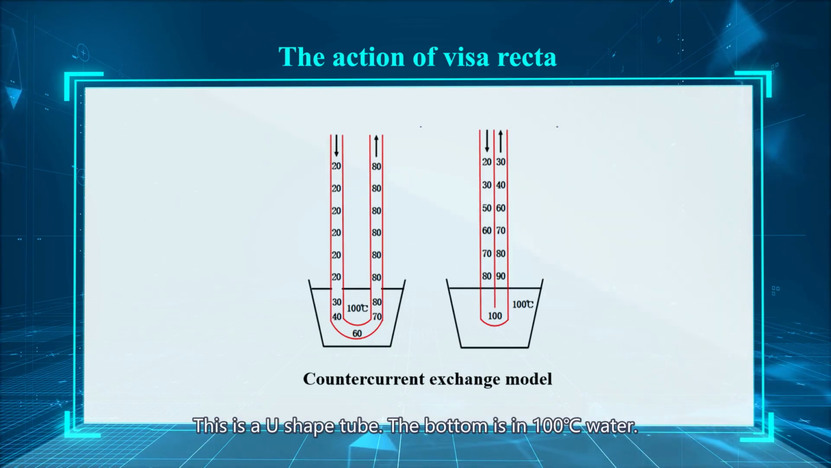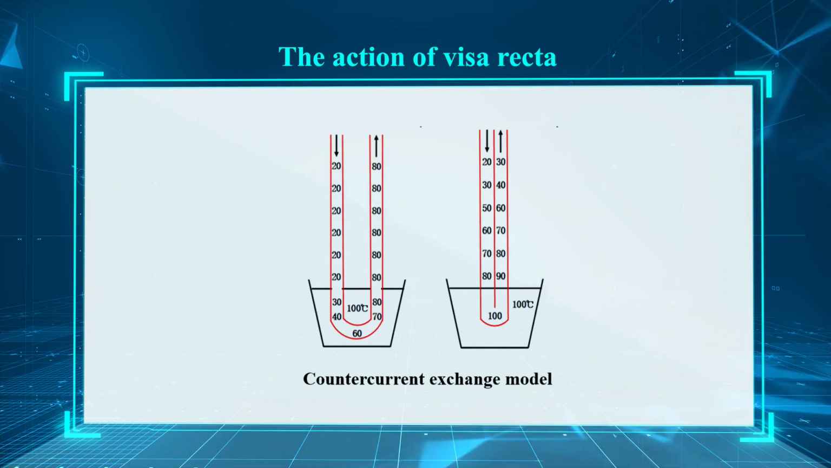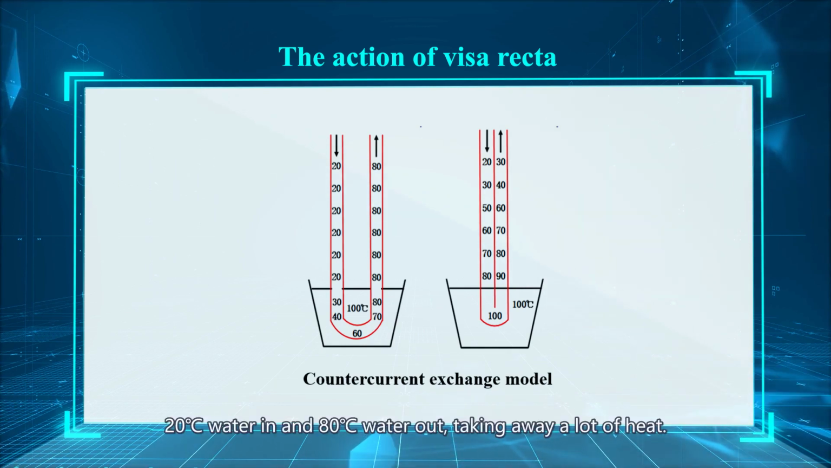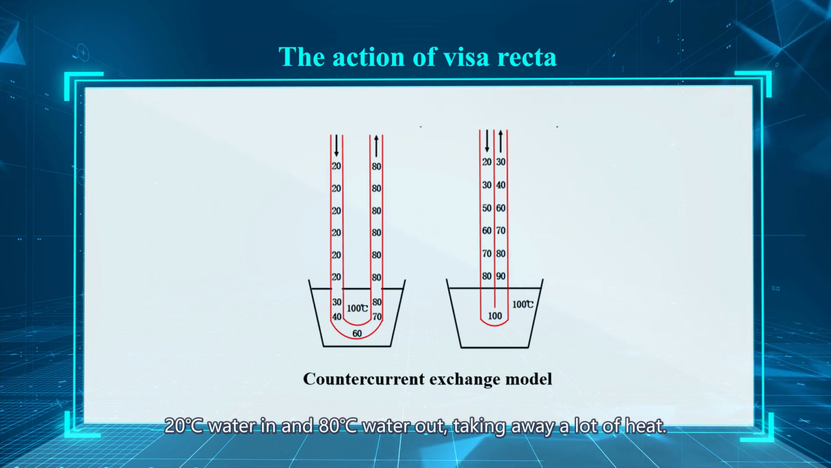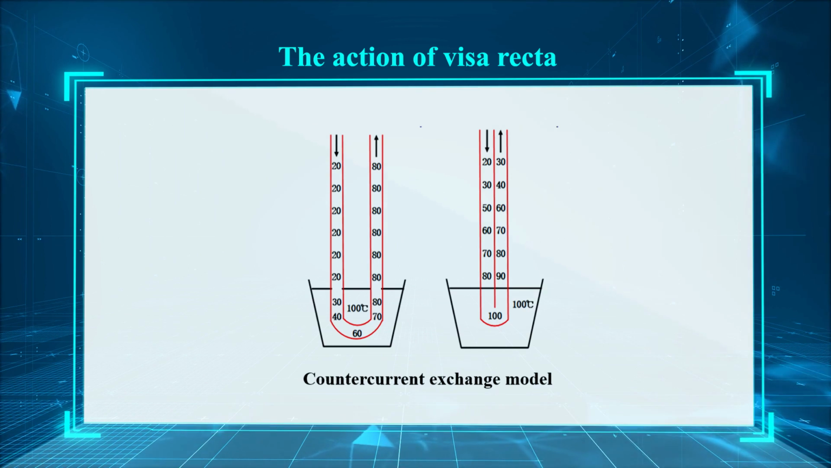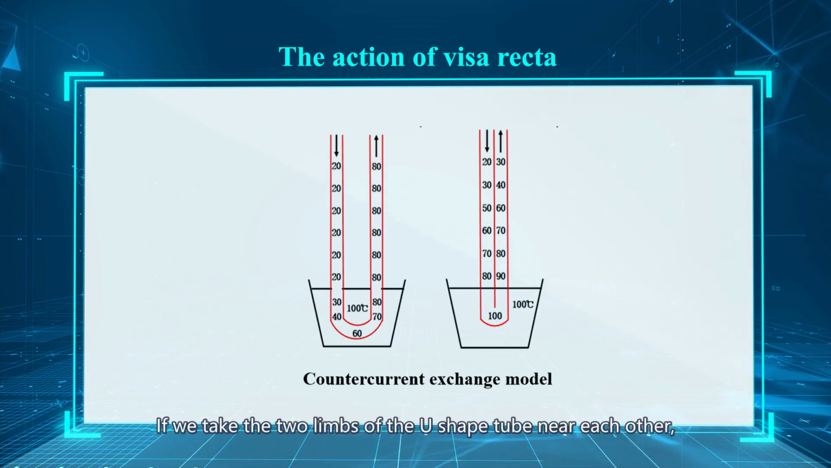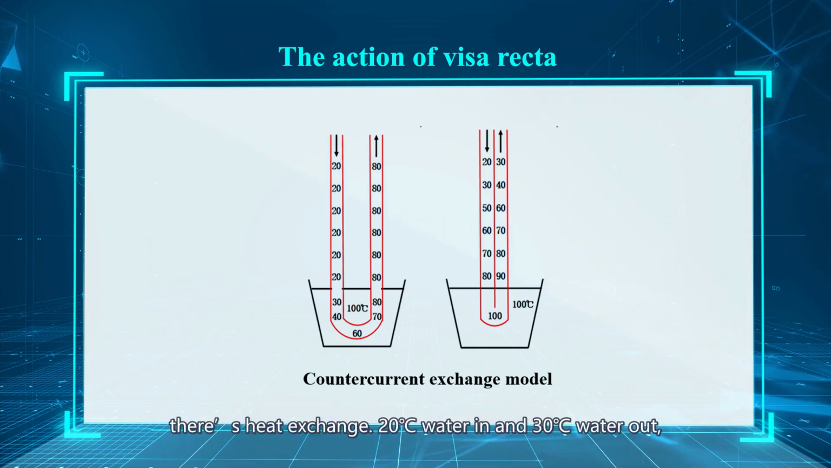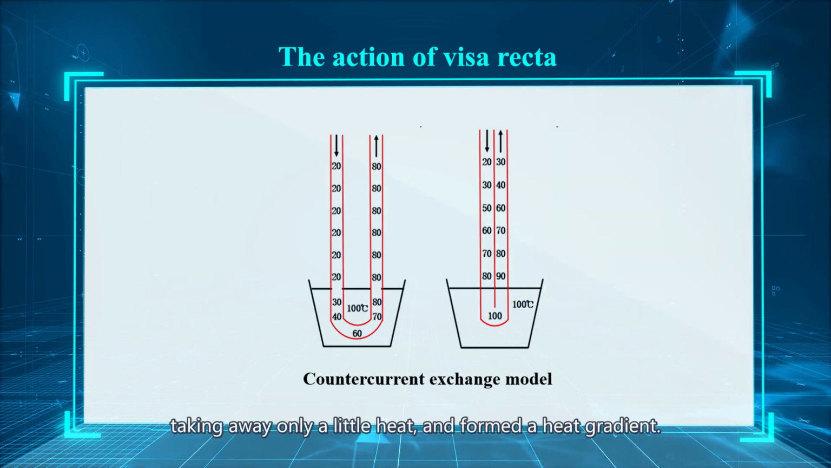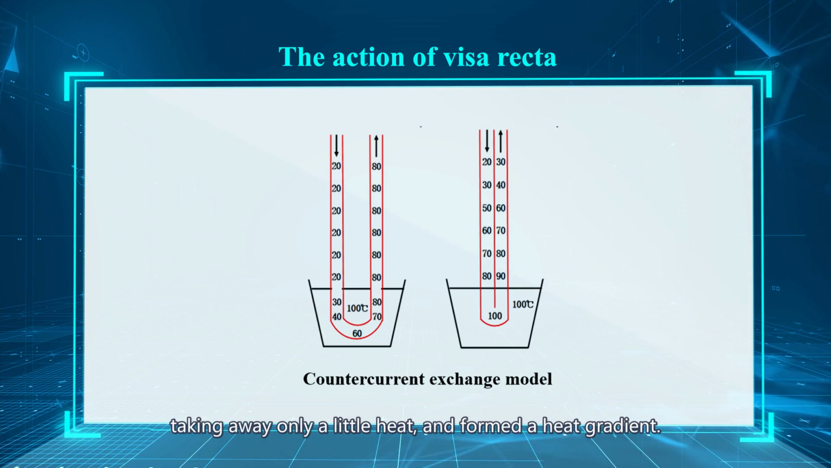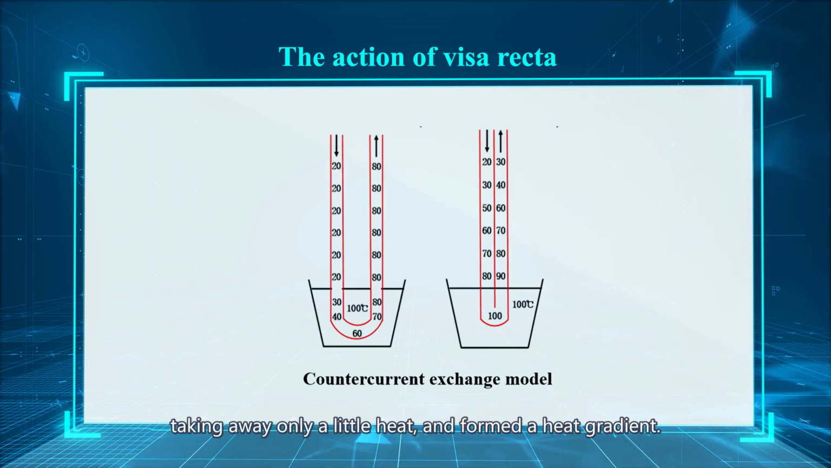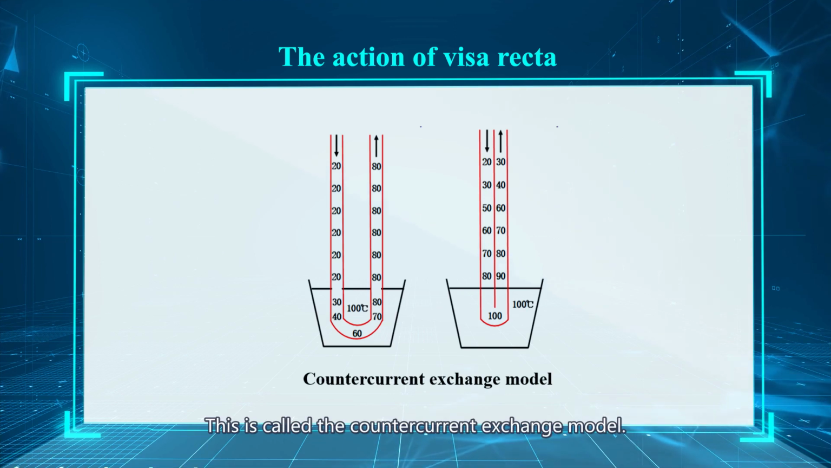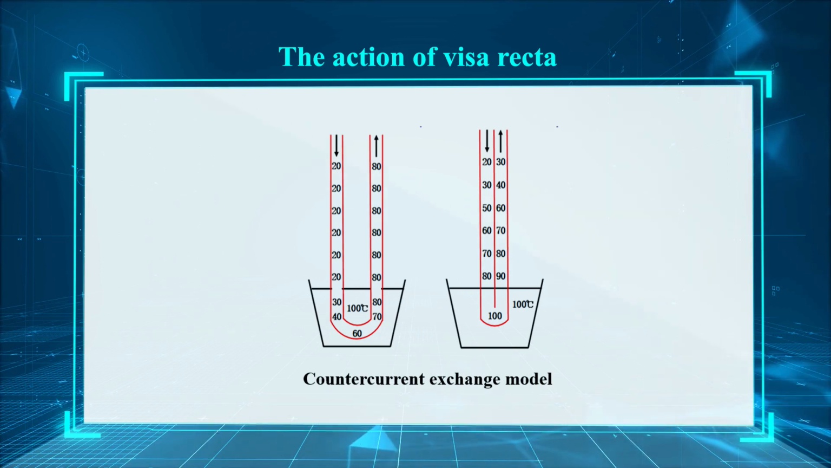This is a U-shaped tube. The bottom is in 100 centigrade water, 20 centigrade water in and 80 centigrade water out, taking away a lot of heat. If we take the two limbs of the U-shaped tube near together, there's a heat exchange. 20 centigrade water in and 30 centigrade water out, taking away only a little heat, and there forms a heat gradient. This is called the countercurrent exchange model.